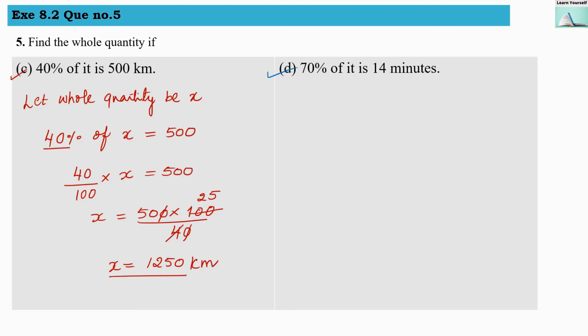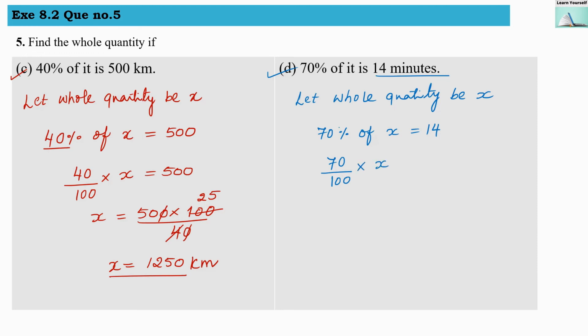Fourth numerical, 70% of it is 14 minutes. So let us assume the whole quantity. Let whole quantity be x. So we will get here 70% of x equals to 14 minutes. So 70% we are converting into fraction. So 70 divided by 100 is in multiplication with x equals to 14. So x equals to, we will get 14 in multiplied by 100 divided by 70.